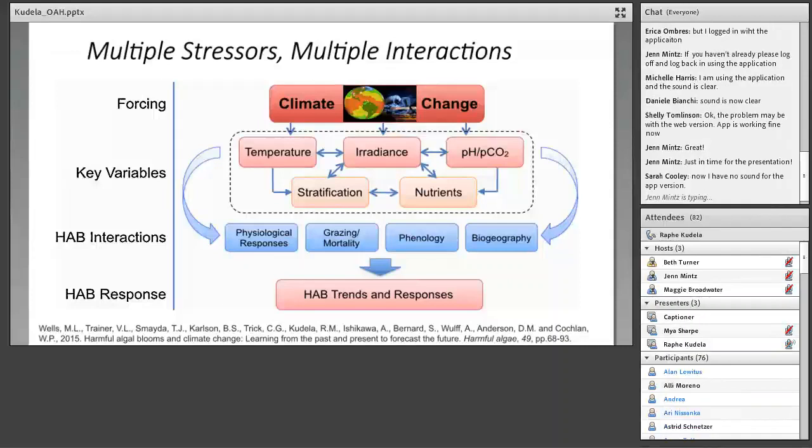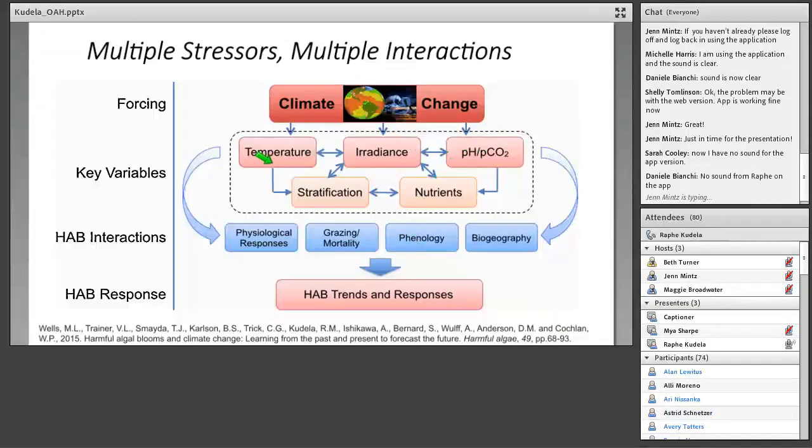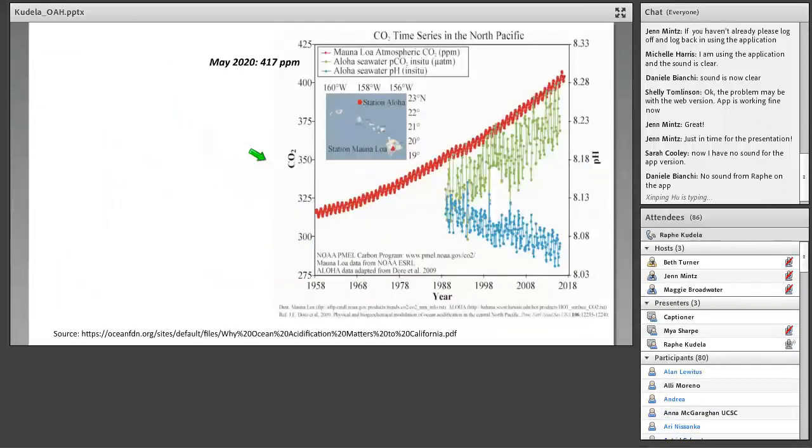Chris also touched on this in his first presentation. Of course, OA is in there on the right as pH and pCO2, but there are others as well. We've got changes in temperature, changes in nutrients, changes in stratification. Just a reminder that this is a complicated problem, and that we can focus on some particular aspects of this, but it's really happening in an environment that's changing multiple drivers at the same time.